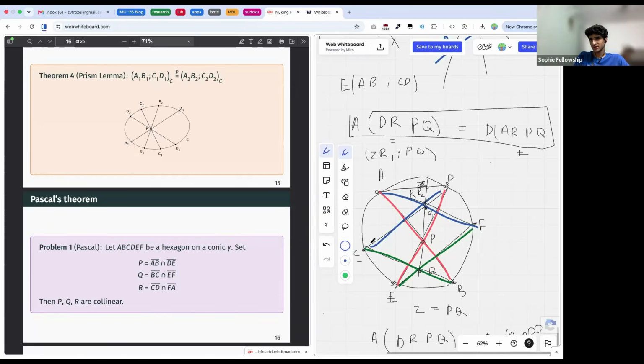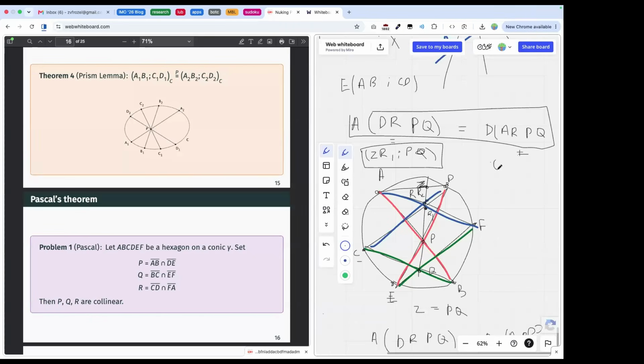So basically, we're going to define R1 and R2 as follows. Line PQ intersects AF at R1, CD at R2, and it intersects AD at Z. So now, the cross ratio at A from D, R, P, and Q, that's the cross ratio of lines AD, AR, AP, and AQ. That's equal to the cross ratio Z, R1, P, Q. And similarly, the cross ratio D, A, R, P, Q is equal to what? What cross ratio would that become? Z, R2, P, Q.